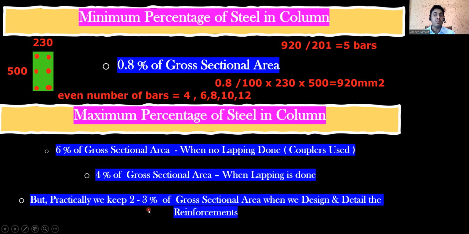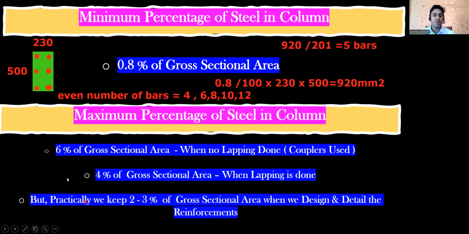3 is also on the higher side, but 2.5 is a good percentage of steel you can keep in the column's cross-sectional area when we design and detail the reinforcement. All these things you get from ETABS. When you do the analysis in ETABS, it will show how much reinforcement is coming for this particular column. If it is coming like 3.5%, I increase the size of the column, so the percentage of steel comes down. Very simple. So I try to keep the column reinforcement between 2 and 3%.